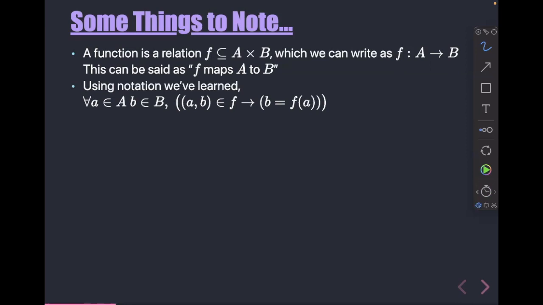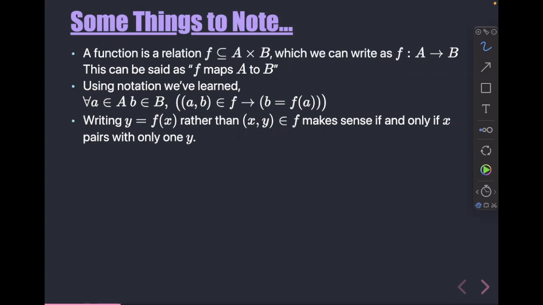And using the notation we learned, you can also say something along the lines of: for all A in big A and B in big B, if this pair (A, B) is in F, so if this relation exists, then B equals F of A, right? Because that's what we're saying: B is the output of putting A into our function.